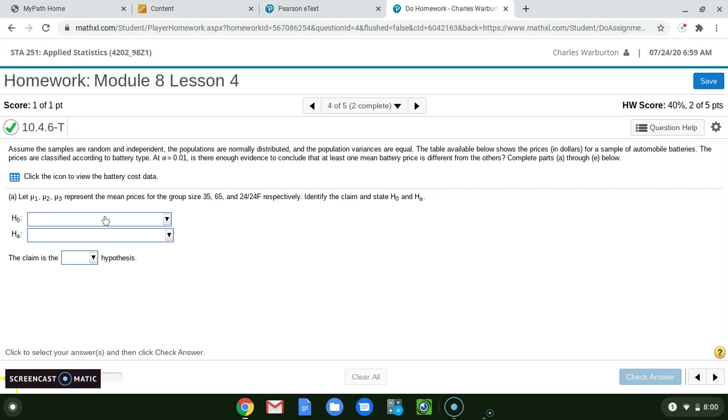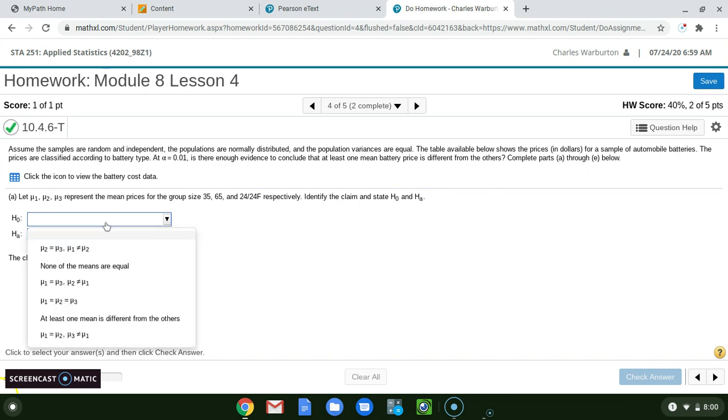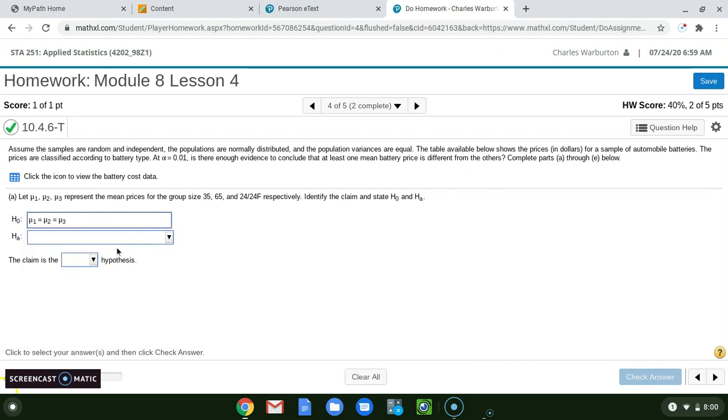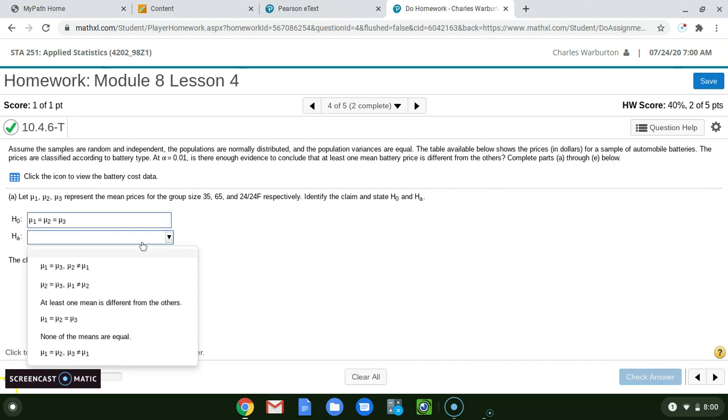First, the null hypothesis. The null hypothesis always has to have statements of equality. So in this case, we assume all three prices are equal, and the alternative is that at least one is different.